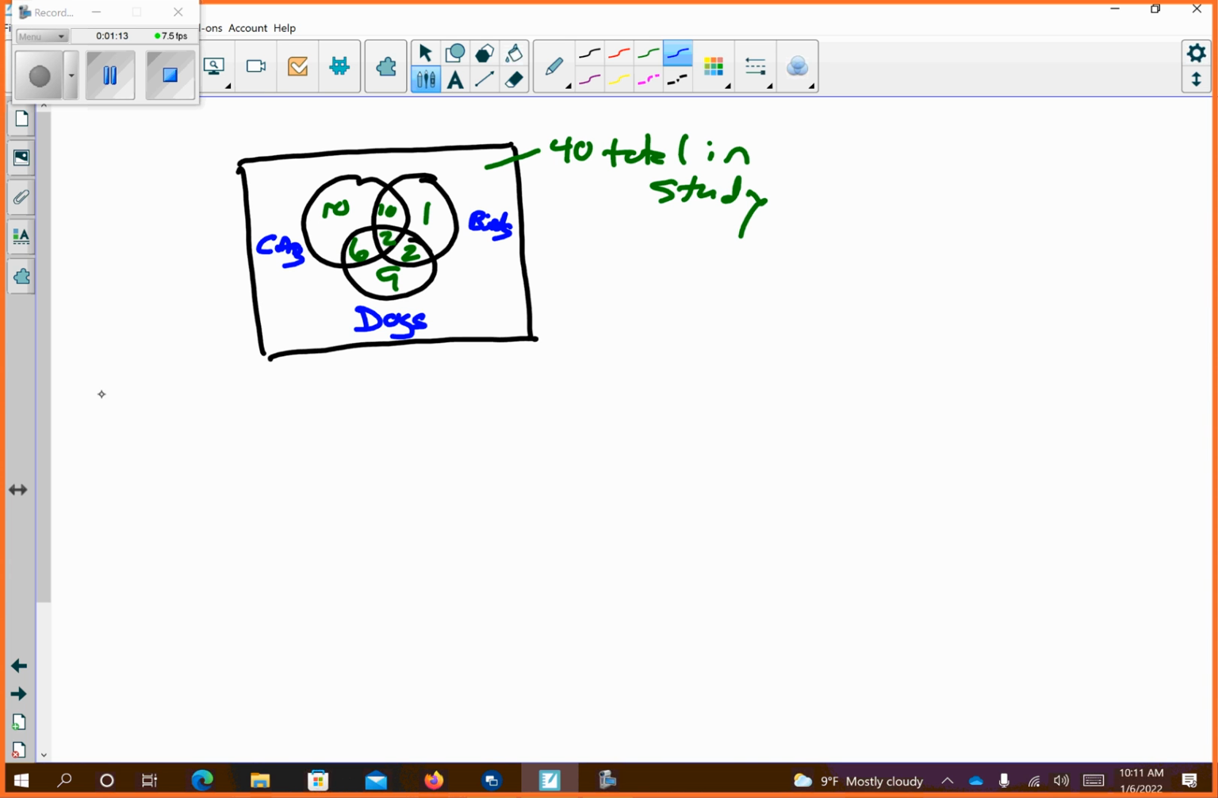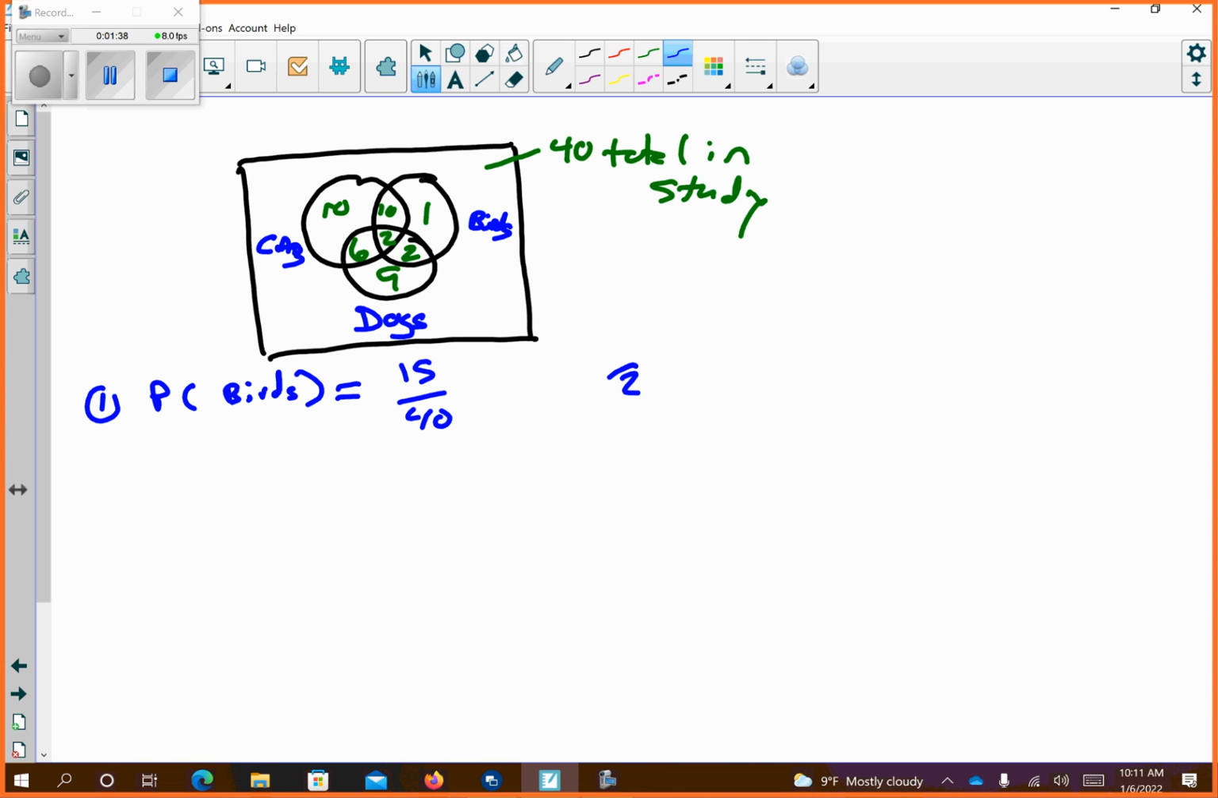All right, so problem number 1, probability they like birds. Okay, so we have to include all of the overlaps. So we have 1 and 10, that's 11, 12, 13, 14, 15. So you have 15 out of the 40 in the study. And no, you do not need to reduce the fractions.